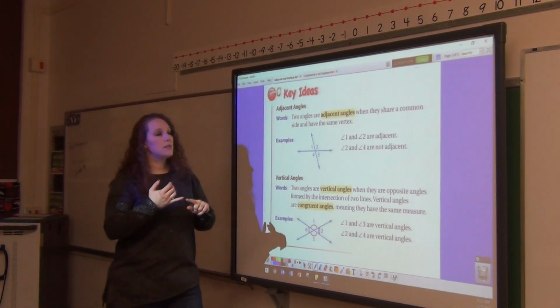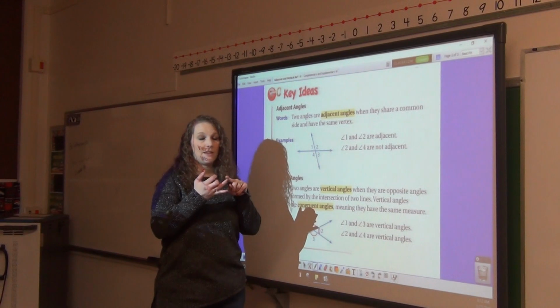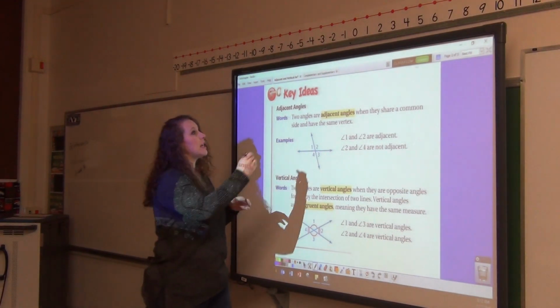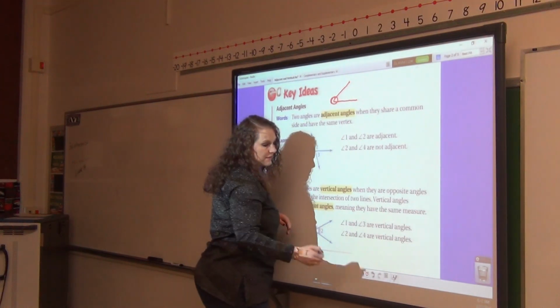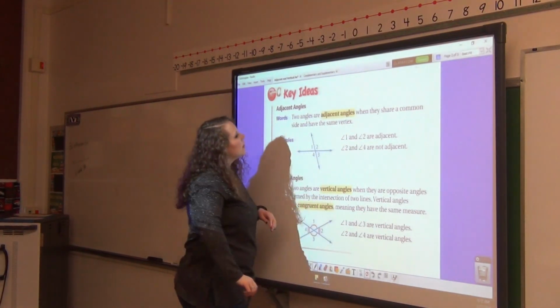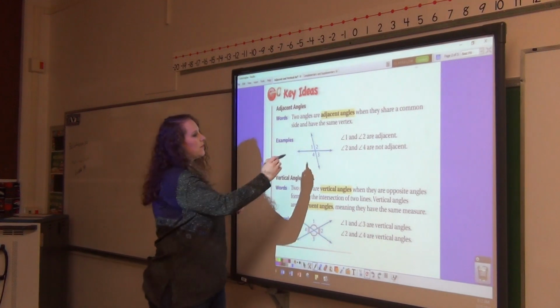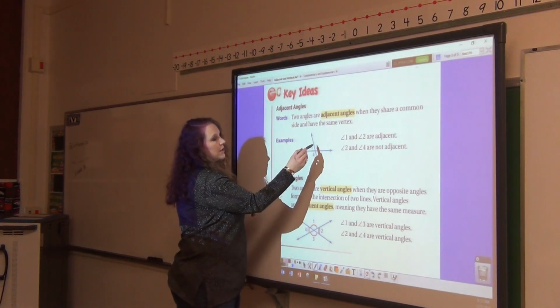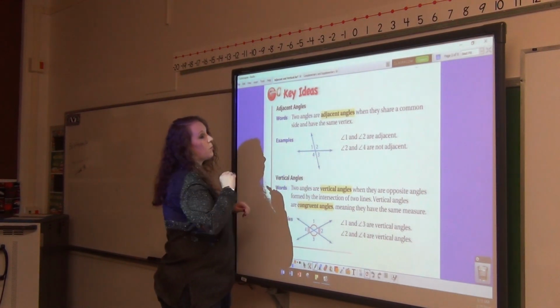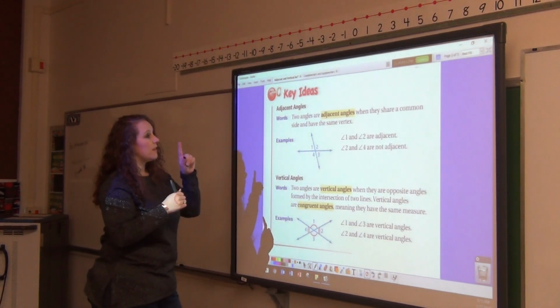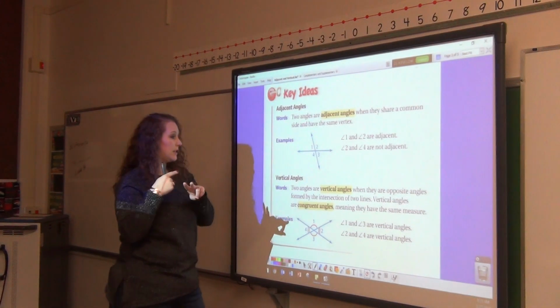So adjacent angles, they share a common side and they share a vertex. And by vertex, I mean this point right here. That is the vertex of the angle. So in this case, we've got 1 and 2 that are adjacent, and 2 and 3 that are adjacent, 3 and 4 that are adjacent, and 4 and 1 that are adjacent. They share a common side and they share a vertex.